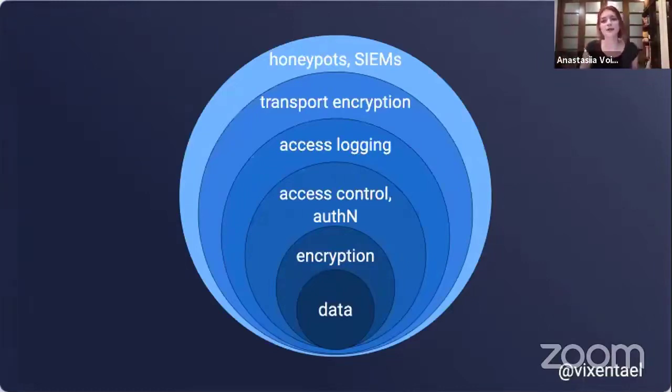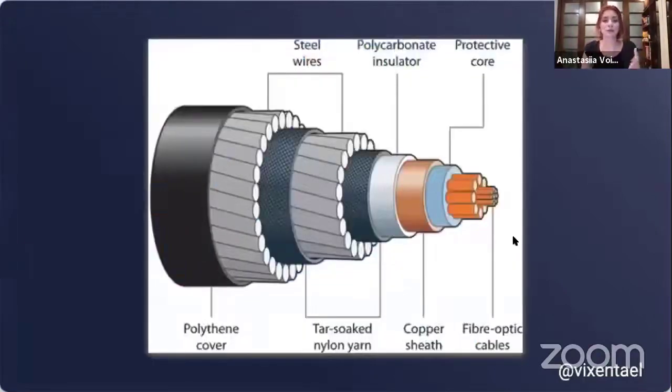And I really like to compare this image with this one. If you don't know, this is an ocean cable, so the cable that lies in the ocean, right? And the data is only these small orange things, the small orange wires. All the other layers are just protection layers. And this is how I like to look at data security. We have a little bit of data and we have all these protection layers, because in some environments, these layers are what keep your data safe.